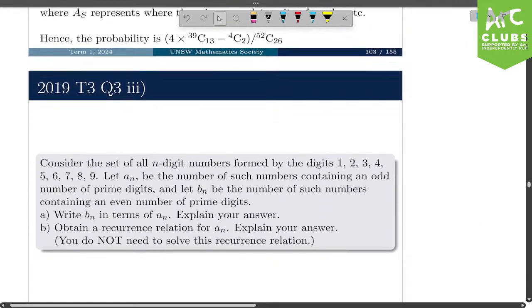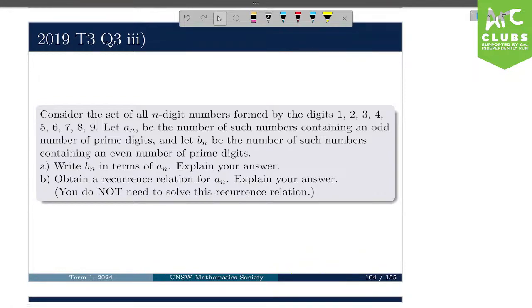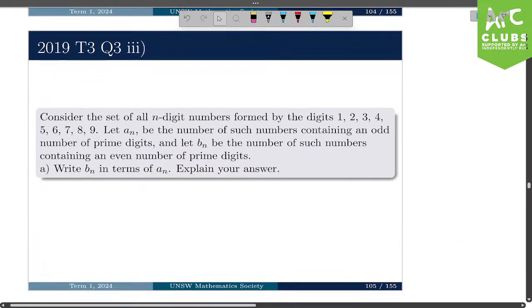All right. So we're moving on to recursion here with 29T3Q3, part 3. We consider the set of all n-digit numbers formed by the digits 1 to 9. We let an be the number of such numbers containing an odd number of prime digits, and bn be the number of numbers containing an even number of prime digits. So part A is we write bn in terms of an, and we explain our answer.